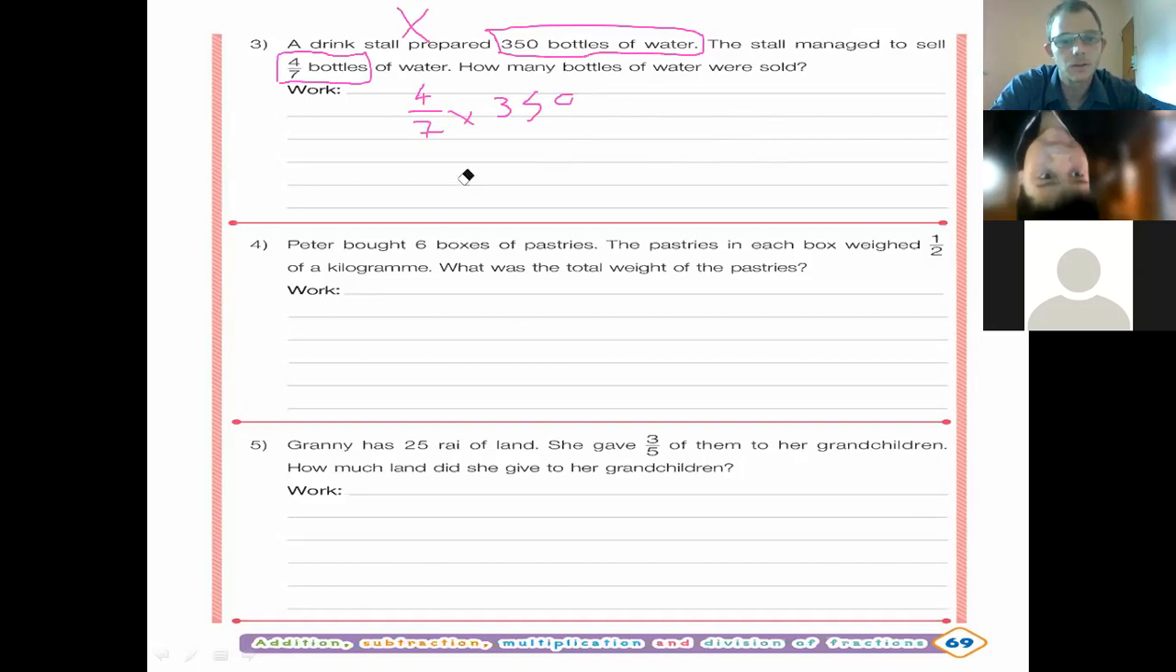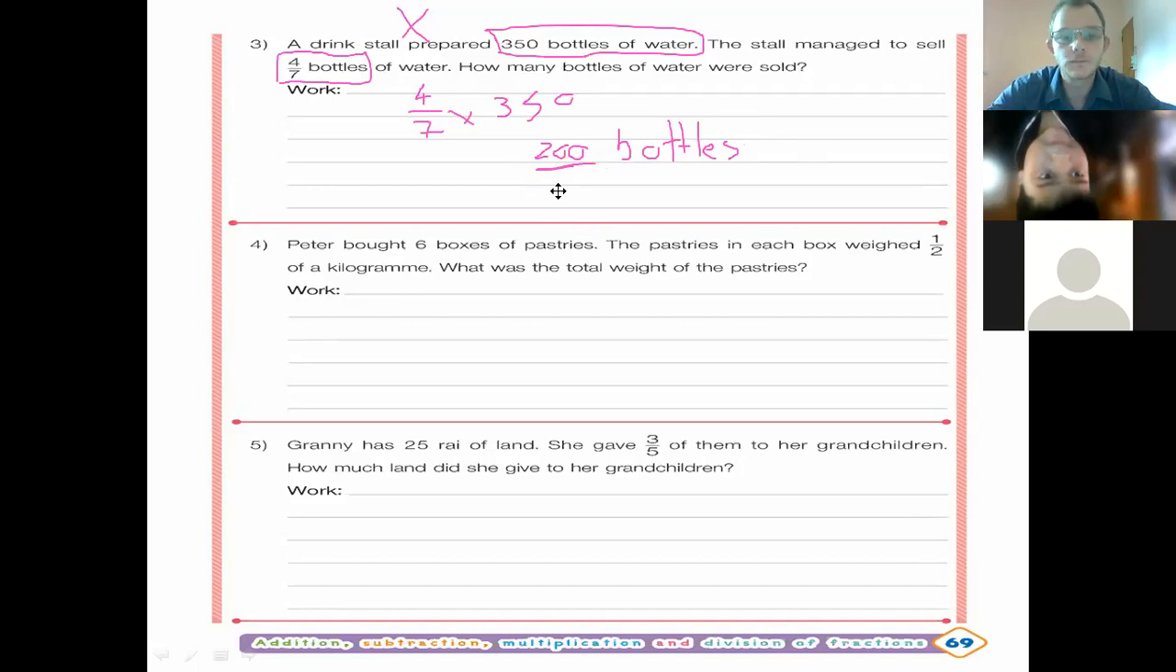Why can't I draw? There were 200 bottles sold. There were 200 bottles sold. Okay.